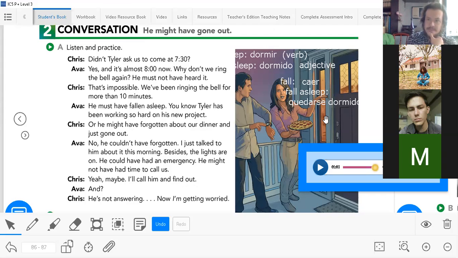Teacher, what is besides? Good question. Besides means además. And it's also a very useful word. Muy útil esta palabra, besides, además, ¿no? It's going to be very helpful for speaking, for writing. Yes.